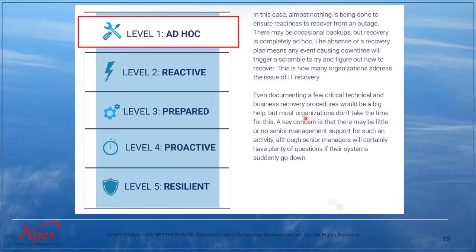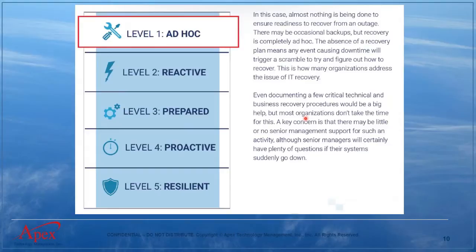Any event that causes downtime is going to have your team or your IT provider really scrambling to figure out how do we get back up and running, what data do we have to recover from, and how do we need to recover that. The net effect is you're going to have a much longer period of downtime and you're at high risk for not even recovering your most critical data. So if you're at this level, you definitely want to be thinking about this as a priority going forward. Redirect some of your IT budget into getting a good disaster recovery plan in place.